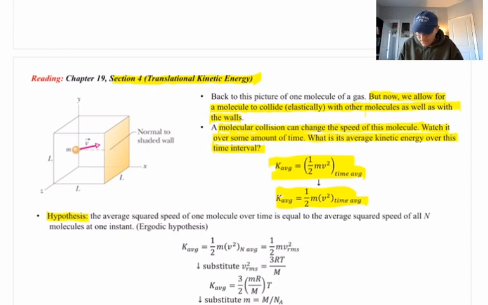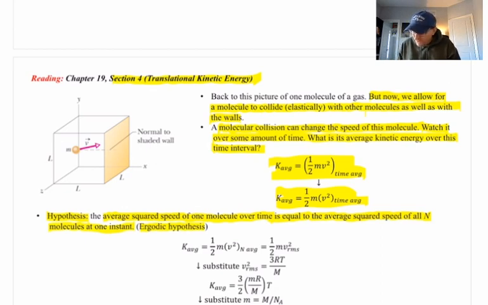Here's what it says. The average squared speed of one molecule over time, averaged over time, is equal to the average squared speed of all n molecules at one instant. So watching one molecule over time is like looking at all n molecules at one instant in time. That's a pretty interesting idea. It's called, if you want to be fancy, the ergodic hypothesis. Ergodic. It's Latin.